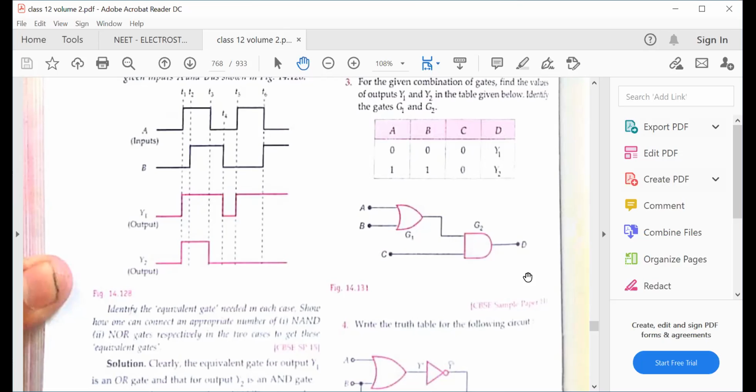So y1 is 0 and 1? y1 is 0, 1. y1 is 0, y2 is 0, ma'am. 0, 0. Both are zeros. Okay, so that means this is your OR gate and this is your AND gate. Okay, it is 0, 0. Let's try fourth one.